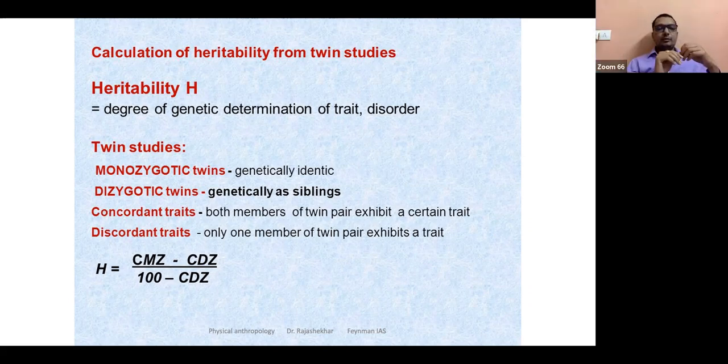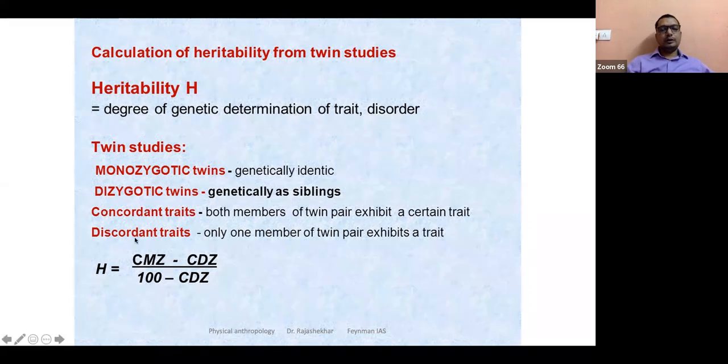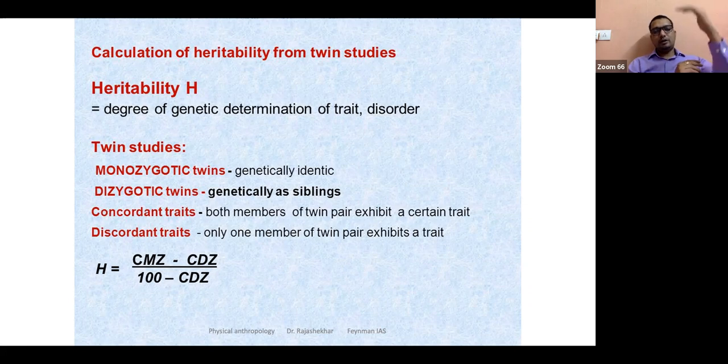In the literature, especially in some case studies when we read, they talk about H value. They use it instead of concordance and discordance rate, because with concordance and discordance you always have to compare two values, right? In H, you see the correlation already. If the H value is high, it means high concordance rate, high genetic role. If the H value is low, let's say 0.2 or 0.3, you know that genetics is not playing a big role. Maybe environment is playing a big role. So it is a single value to understand the relationship.